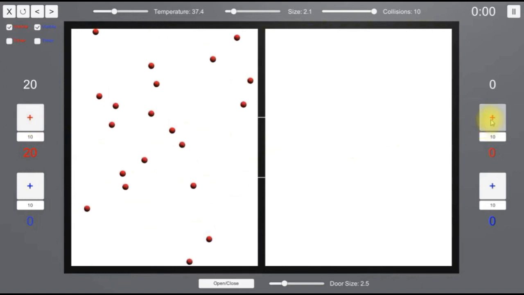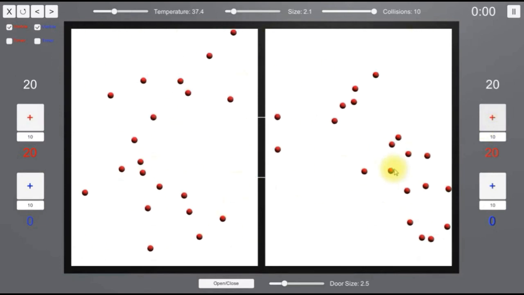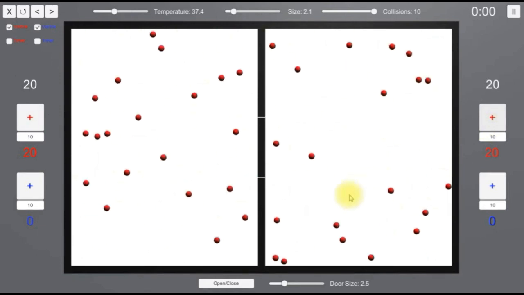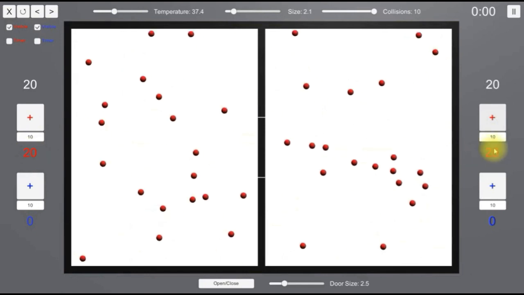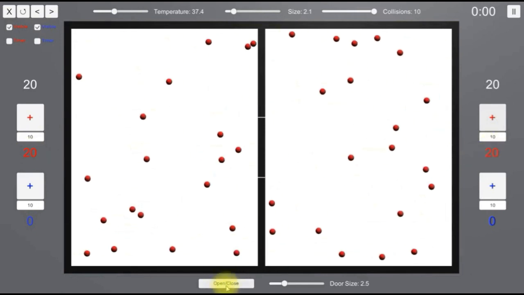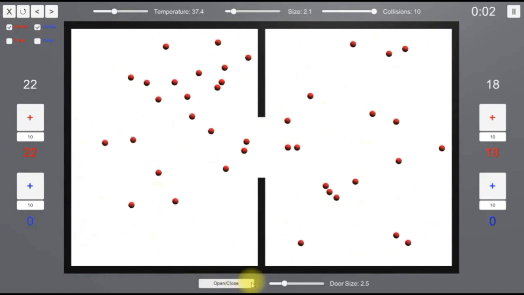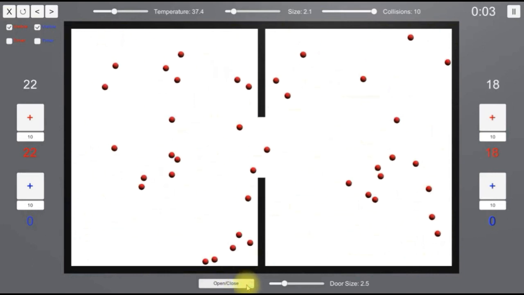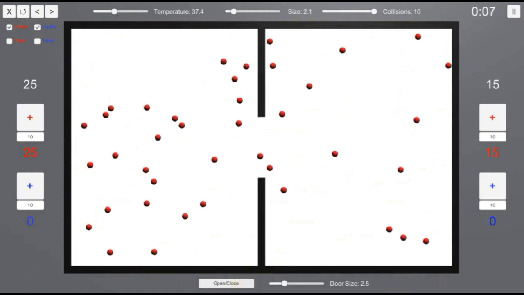Well, one thing I could do is add 20 red molecules over here, and now the system is already at equilibrium, so that when I open the door, the number of red on the left should stay about 20, and the number of red on the right should stay about 20. Let's see if that's true. And there's a little variation around the number 20, but that's basically true. They both stay at about this 50-50 split.